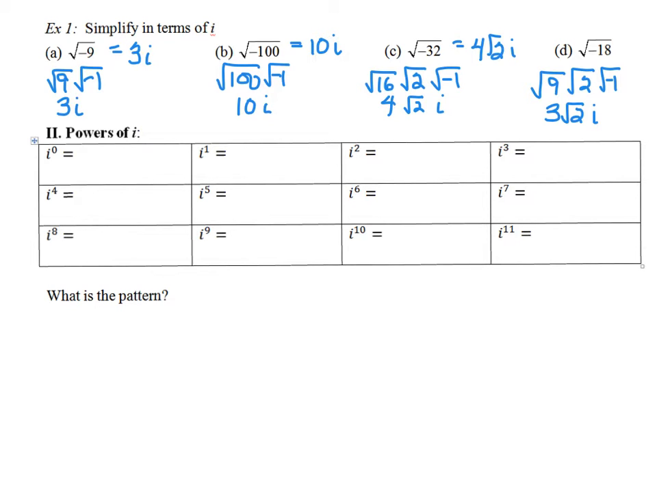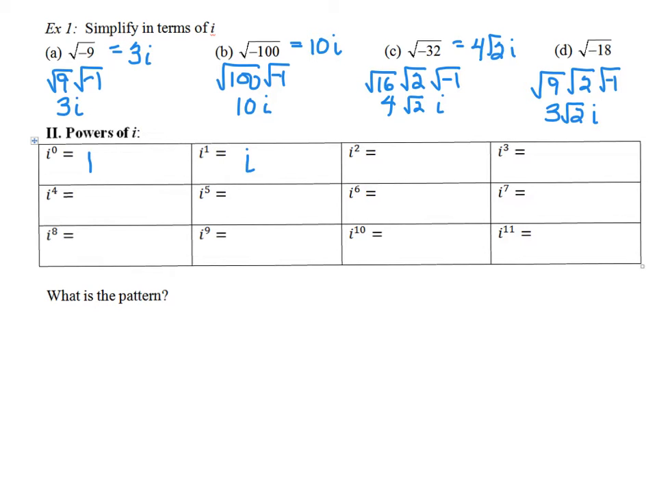So the first operation that we're going to look at is powers of i. When I have i to the 0 power, just like any other number raised to the 0 power, i to the 0 is equal to 1. i to the first power is just itself, so that's going to be i.